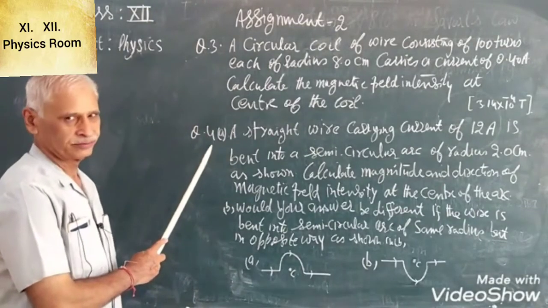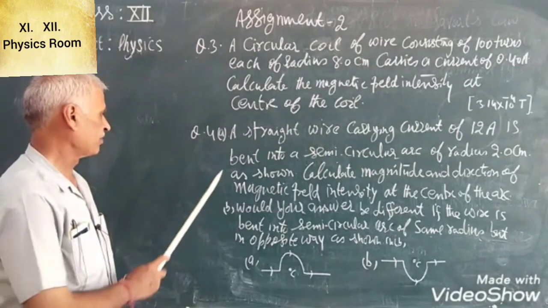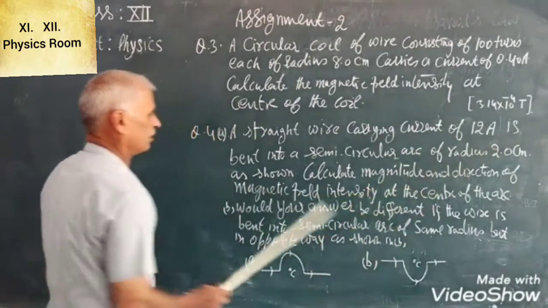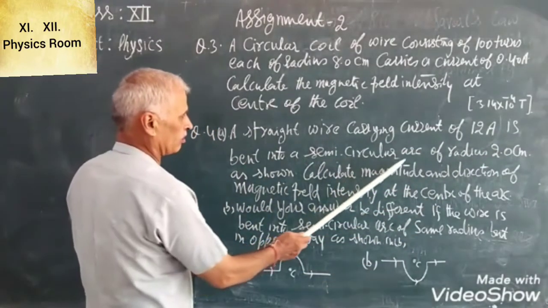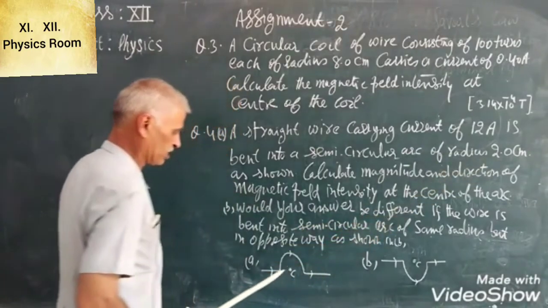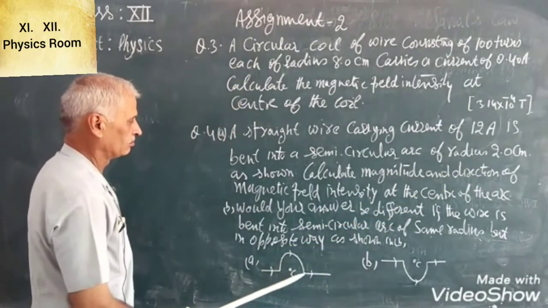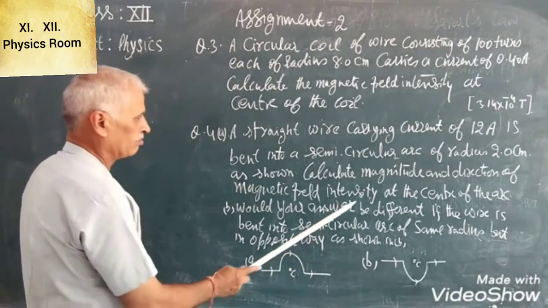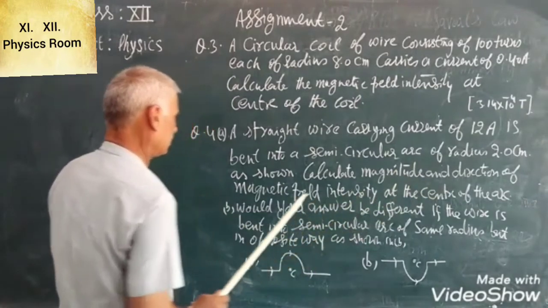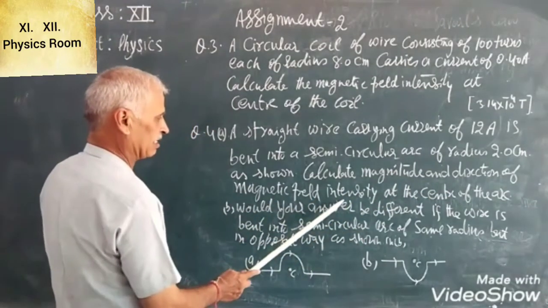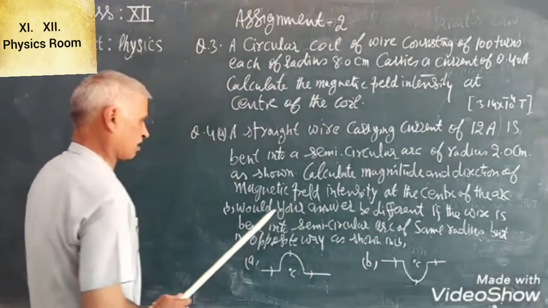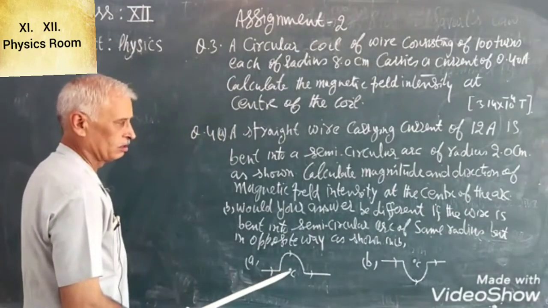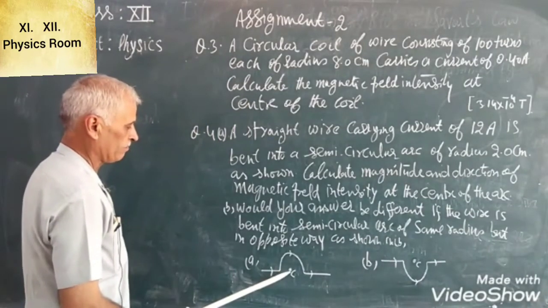Question number 4, in two parts. First part, A part: a straight wire carrying a current of 12 ampere is bent into a semicircular arc of radius 2.0 centimeter, as shown in the diagram. Calculate the magnetic field and direction of the magnetic field intensity at the center of the arc. At the center of the arc, here you have to find out the magnetic field and direction.